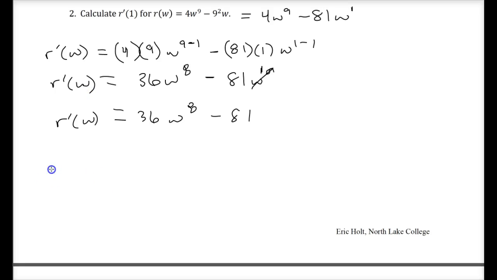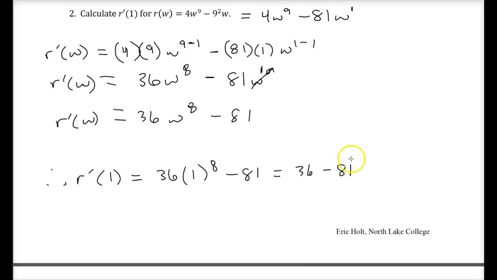So now all we have to do is evaluate this function at 1. And so, of course, using order of operations, 1 raised to the 8 is just 1, and 1 times 36 is 36. And so then from there, if we do 36 minus 81, we get negative 45. And so that would be the answer to this particular question.